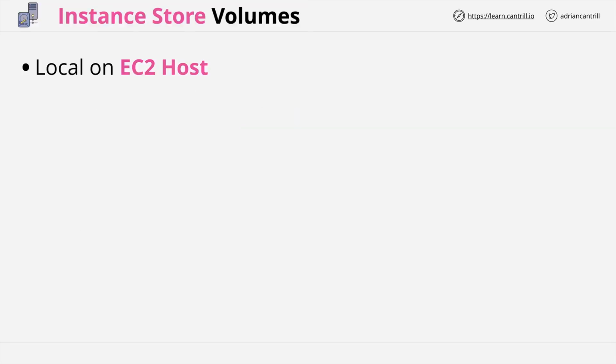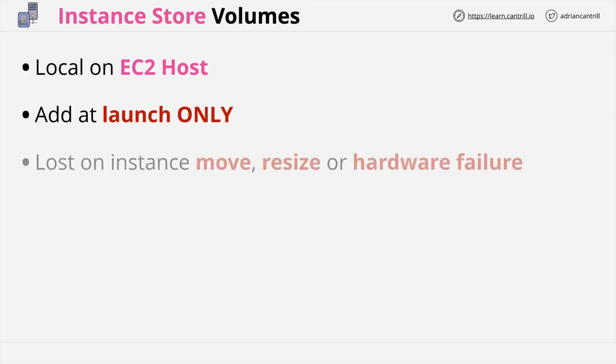Instance store volumes are local to an EC2 host, so if an instance does move between hosts, you lose access to the data on that volume. You can only add instance store volumes to an instance at launch time. If you don't add them, you cannot come back later and add additional instance store volumes. And any data on instance store volumes is lost if that instance moves between hosts, if it gets resized, or if you have either host failure or specific volume hardware failure.